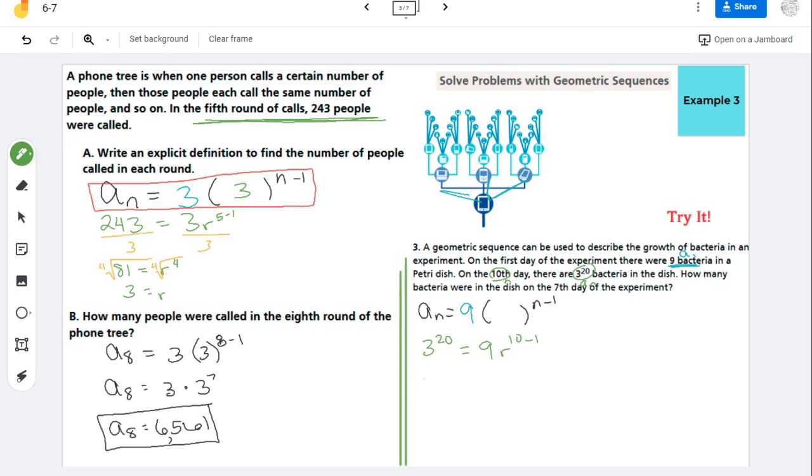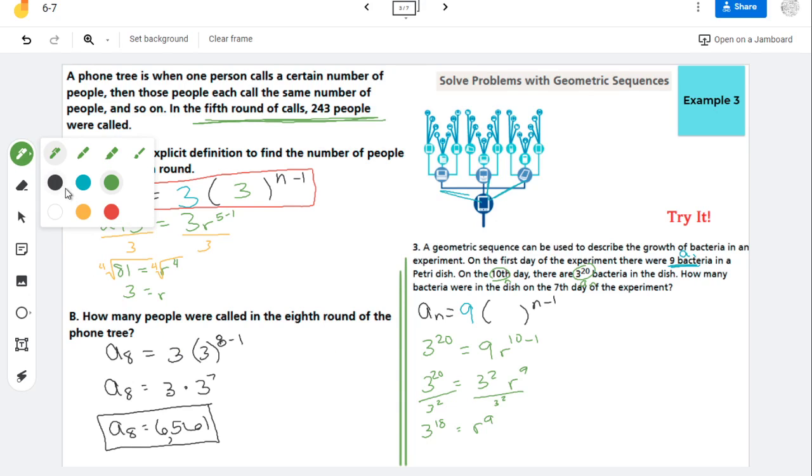Now 9 is the same thing as 3 squared. And then 10 minus 1 is 9. So when I go to divide by that 3 squared, that's going to allow me to just subtract my exponents. So I have 3 to the 18th is equal to r to the 9th. And so I'm going to go ahead and take the 9th root of each side. So the 9th root of 3 to the 18th is 3 squared, which means that our common ratio here is a 9.